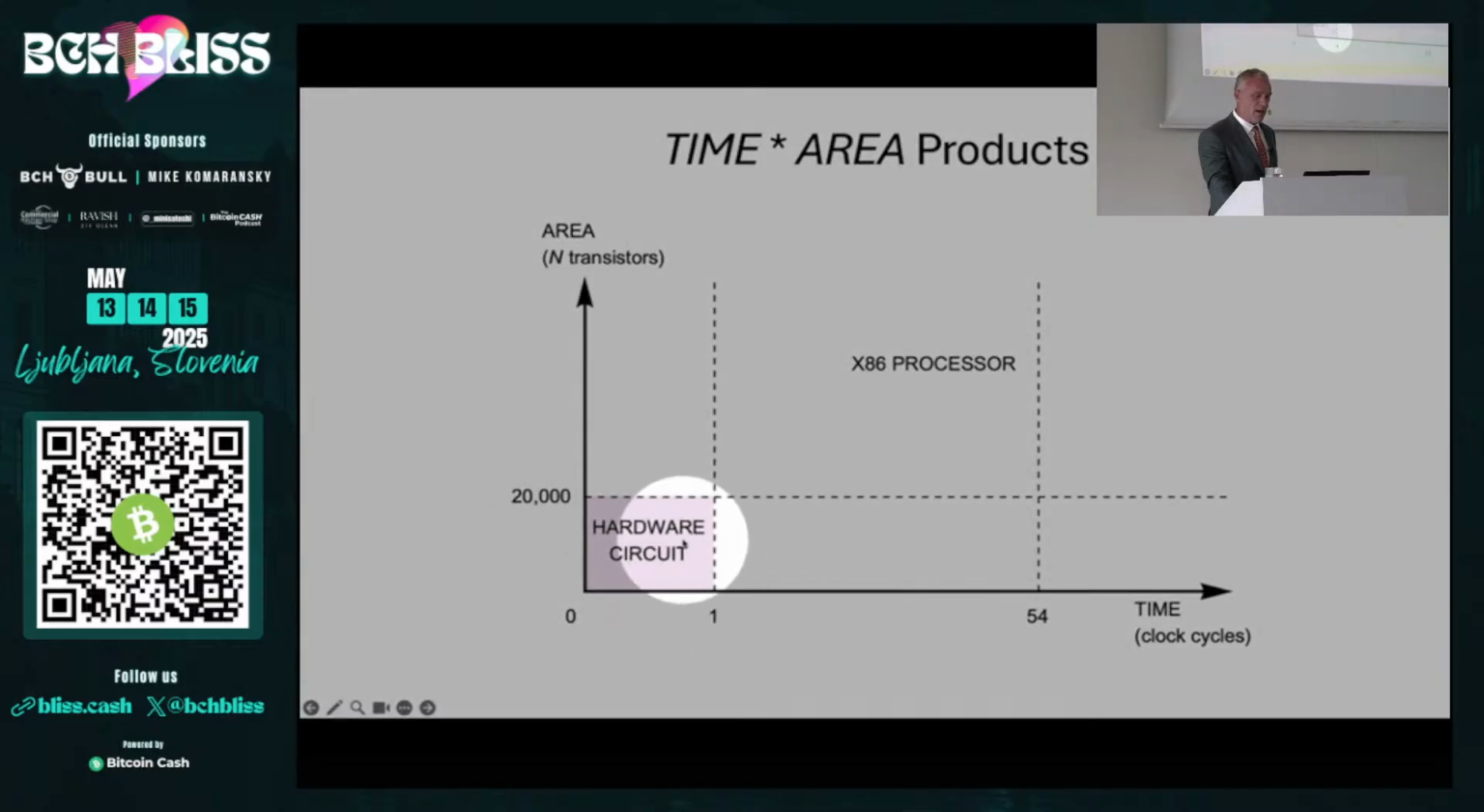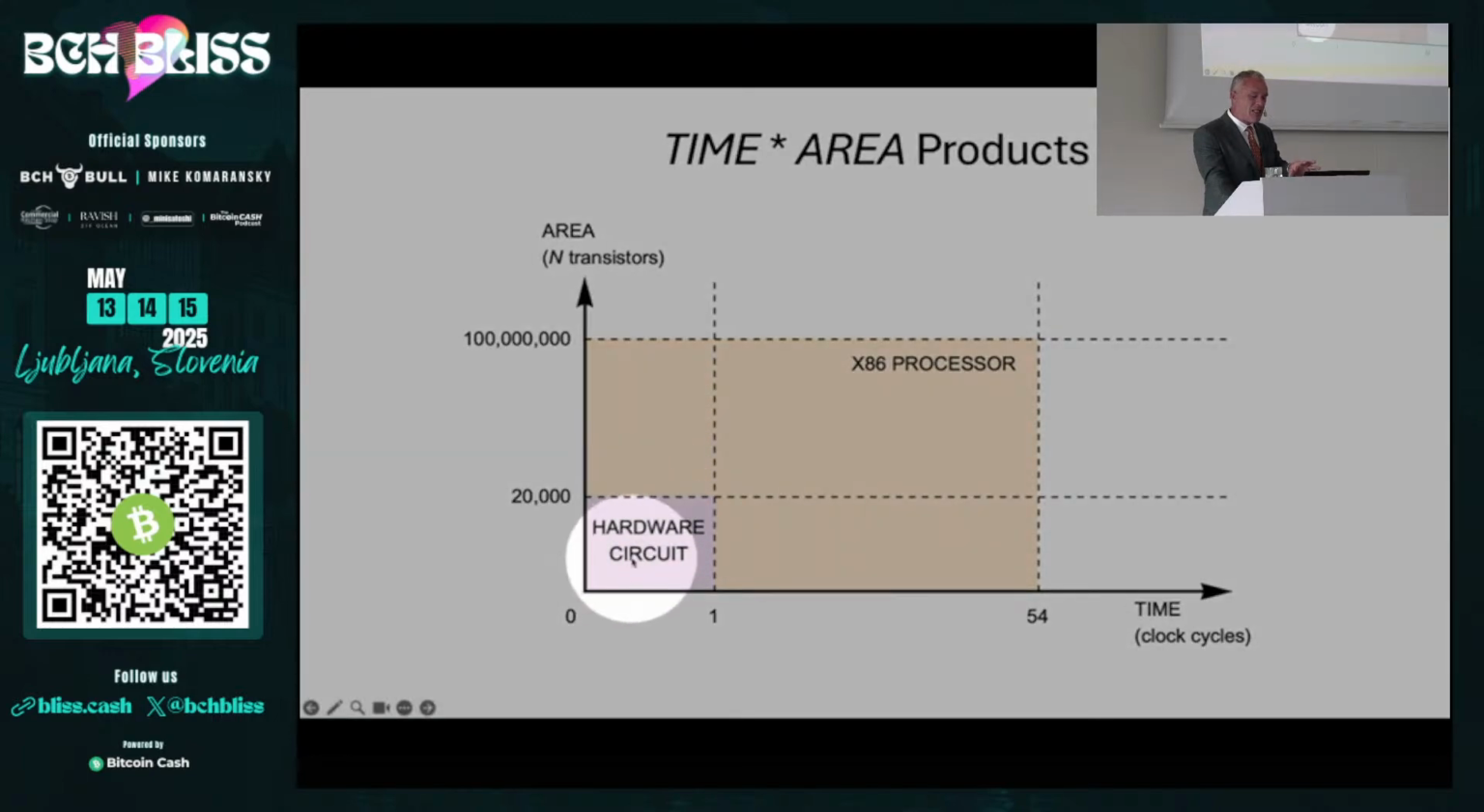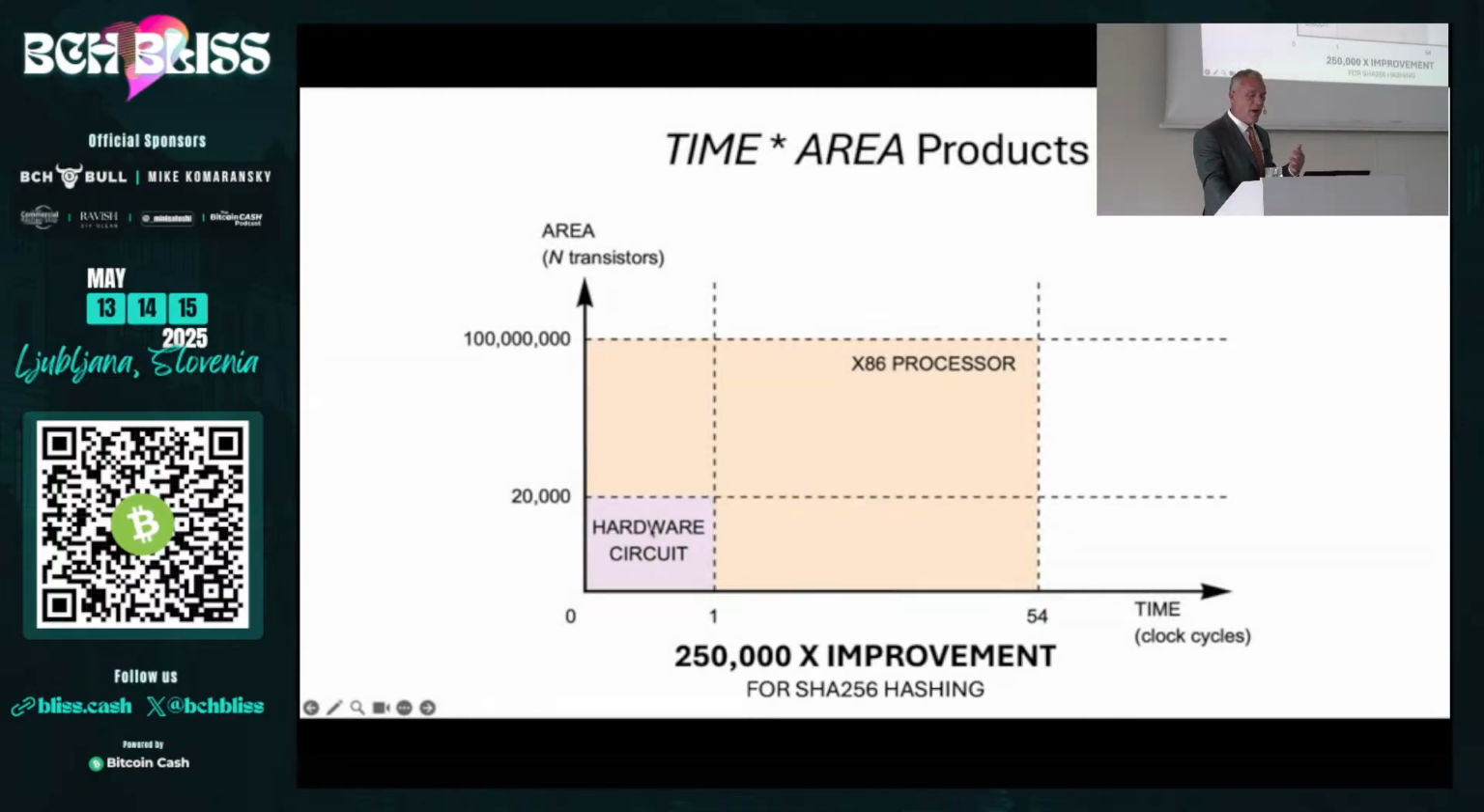So we color this square in purple. A modern x86 processor, like a 64-bit x86 processor on a desktop, has about 100 million transistors per core. So how much smaller this rectangle is represents the gain we get by offloading to hardware. So we are 250,000 times better than software.